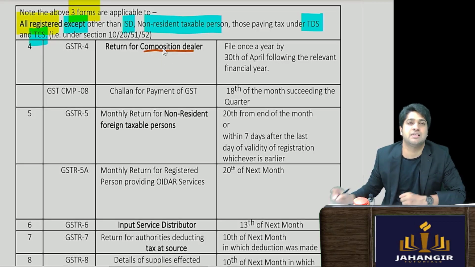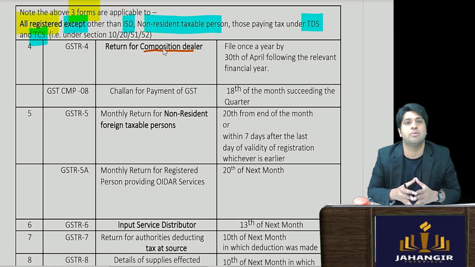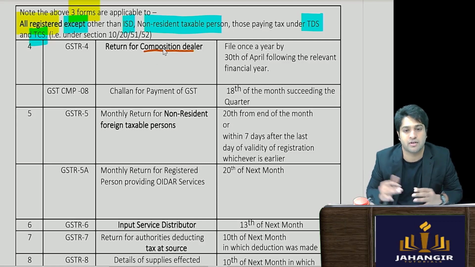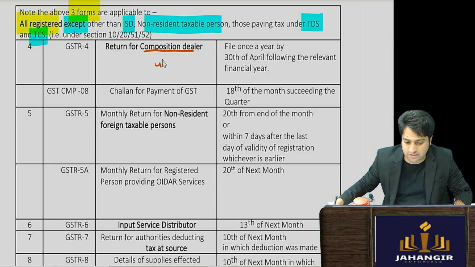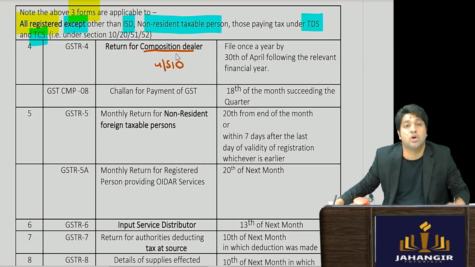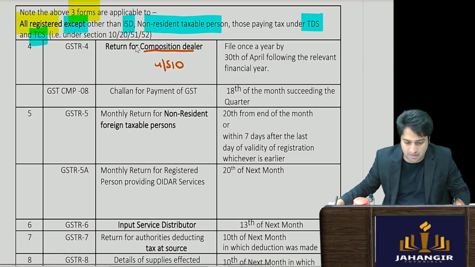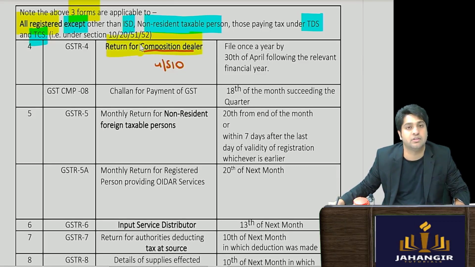Composition dealers are nothing but small dealers. Government has given them a certain relief. The provisions are given in your section number 10. Composition dealers have to file a return yearly. Okay, they have to file a return once a year.